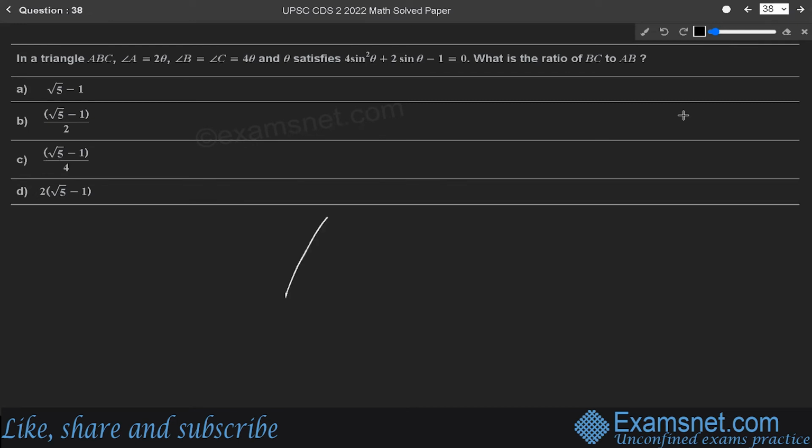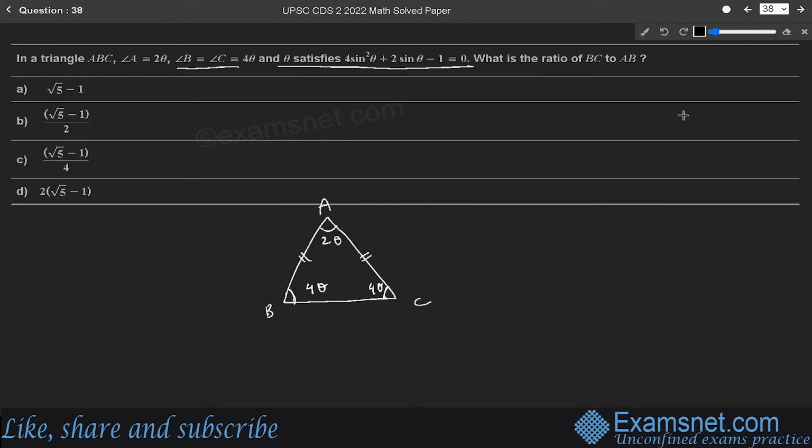So first let us make the required triangle ABC. Let this be the triangle A, B and C. It is given in the question that angle A is 2 theta and angle B and C are 4 theta. I hope this diagram is clear to you. It is also given that both the angles are equal and theta satisfies this condition, which is 4 sine square theta plus 2 sine theta minus 1 is equal to 0. Here you can see that both these angles are equal, which is 4 theta and 4 theta. If both the angles are equal, then their opposite sides are also equal by the property of triangle.